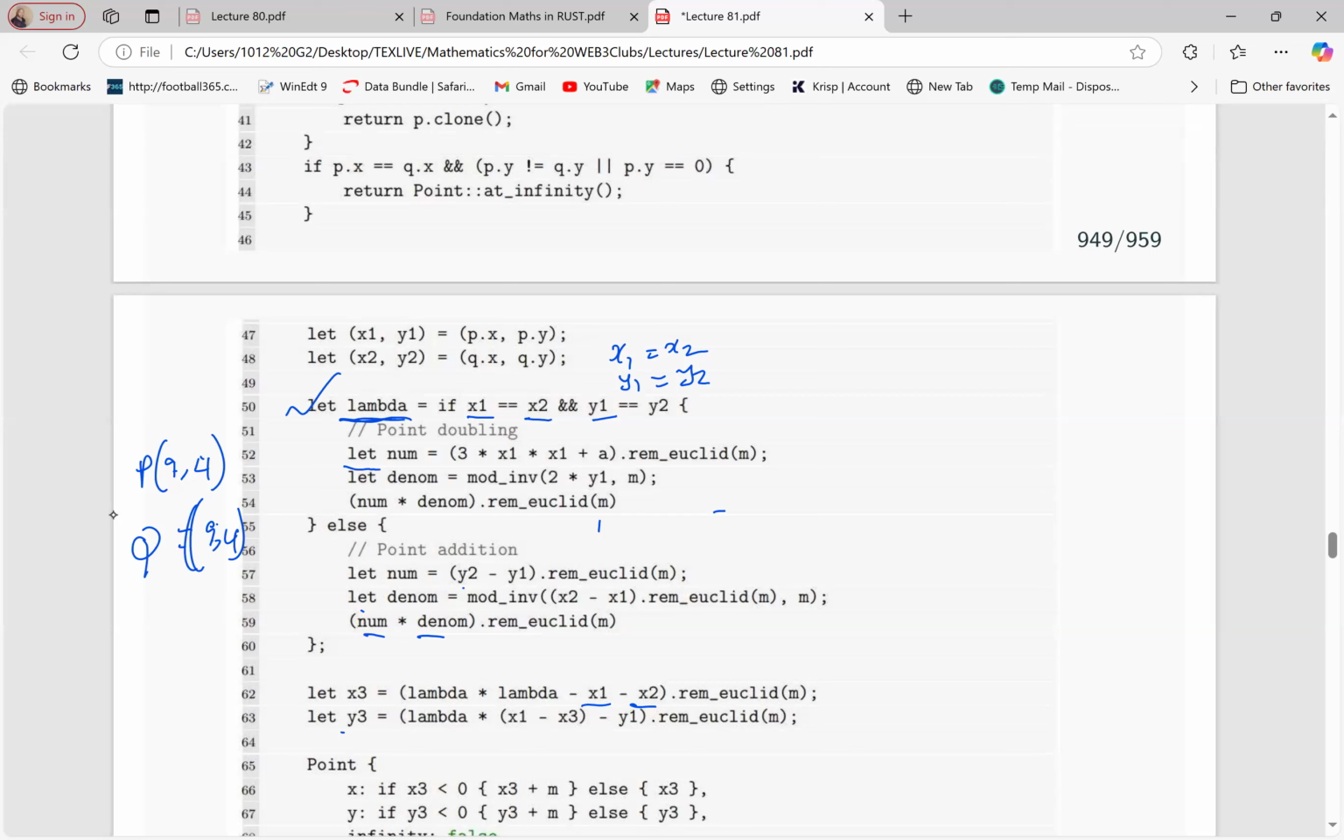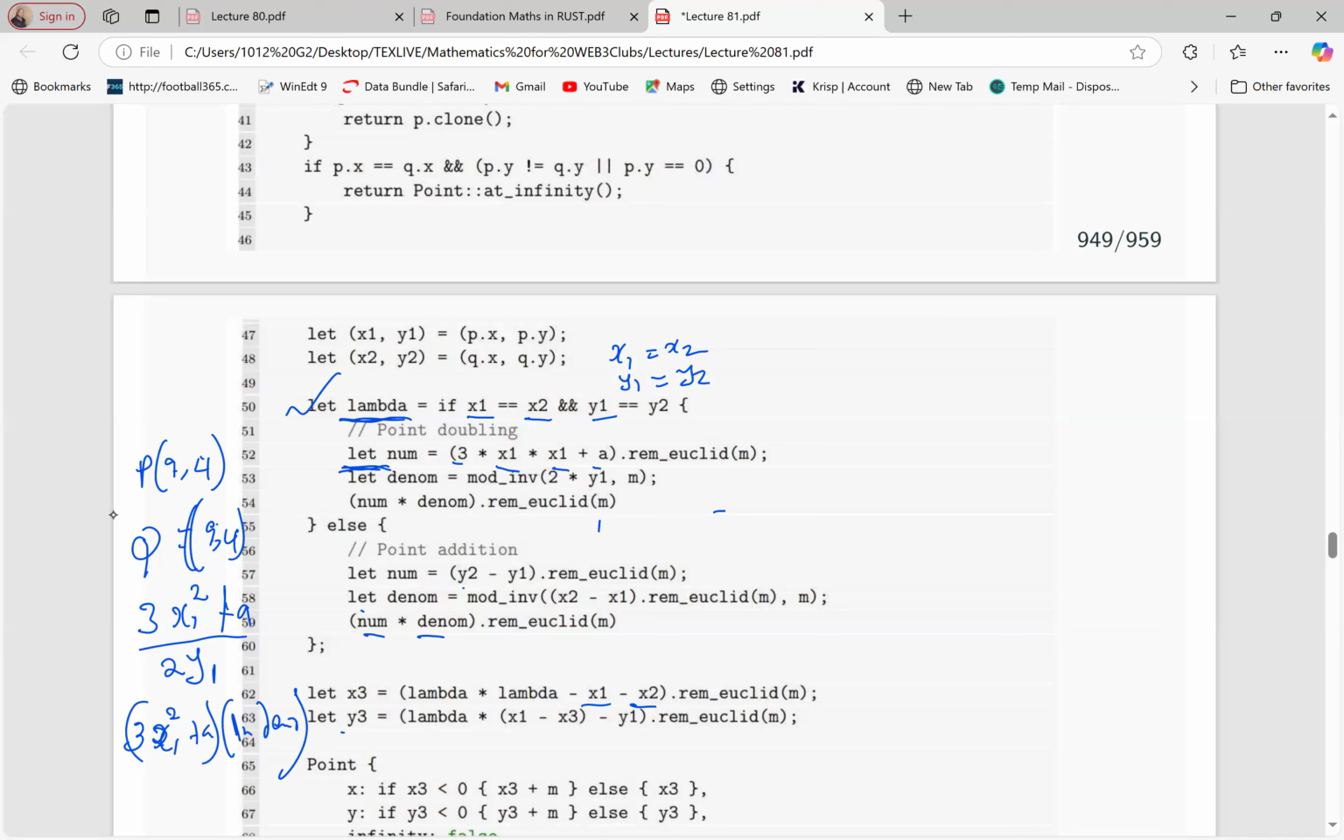The gradient is given by, normally, 3x1 squared, then you add a, then you divide by the denominator, which is 2y1. Of course, we've already said we can never divide in this kind of calculation. So what we will be doing is take the numerator, then multiply by the inverse of the denominator. When you check, you will see that is what is happening here. The numerator, you call it 3 times x1 times x1, then plus a.